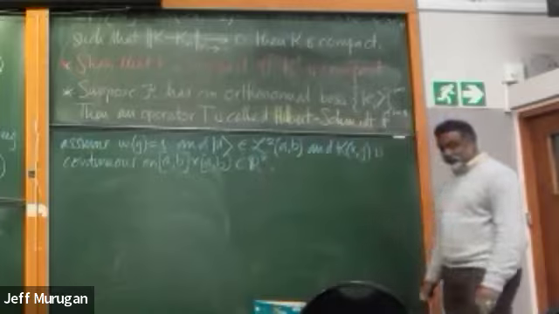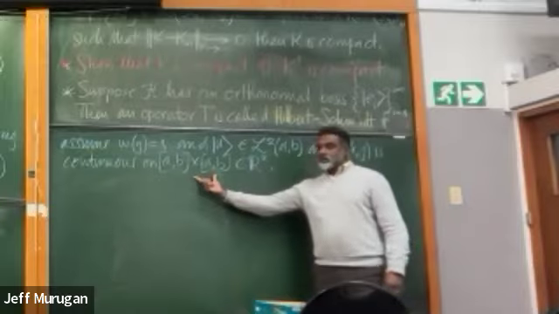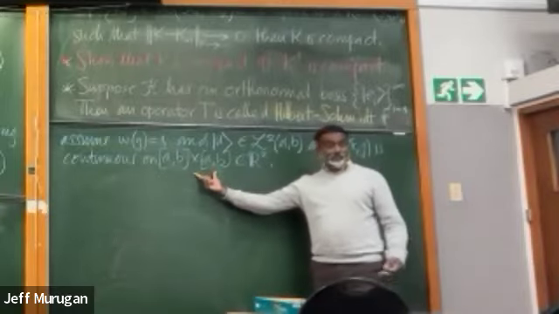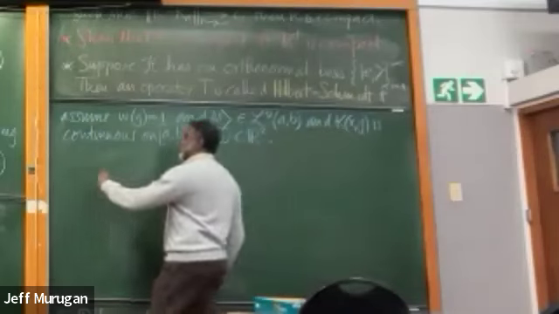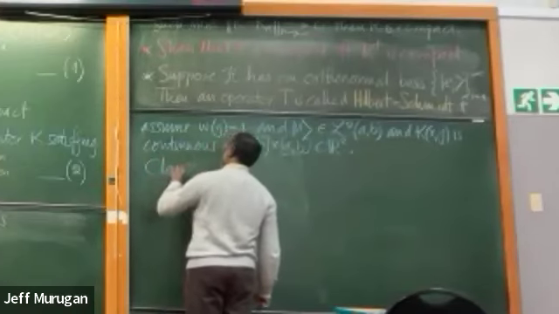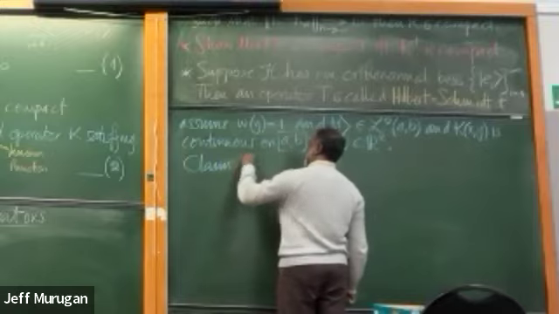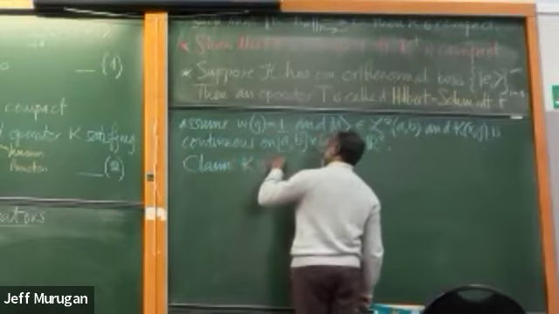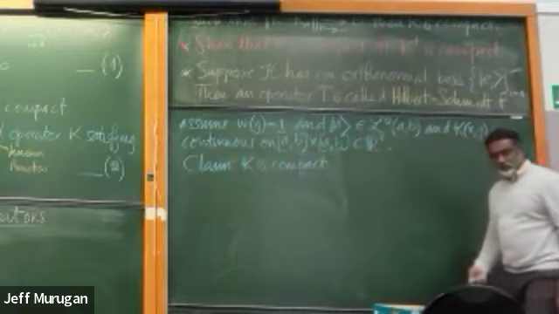To do that, I have to demonstrate that if I integrate the absolute value of K of x, y squared over the two-plane, that integral is finite. The claim here is that A is compact.